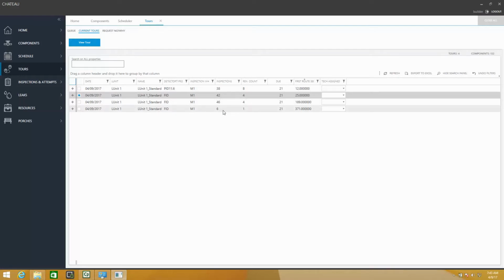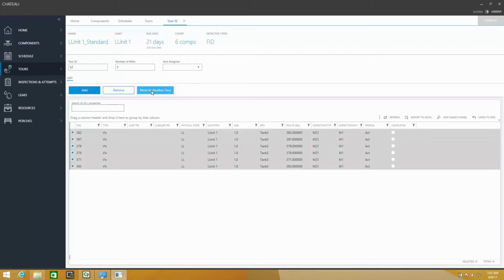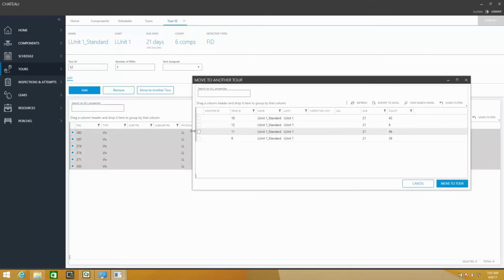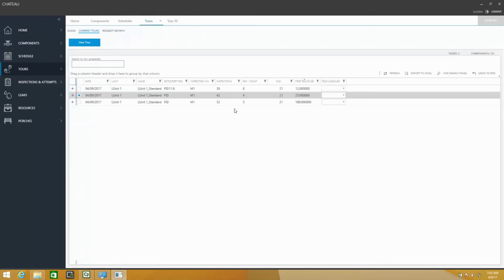work on the FID. You got 42, you got 46, and then you got 6, because Chateau only takes RIN attachment to the end of a RIN, and you can see these are all on one RIN. It would be a very easy thing for us to come and get these components and mark them and move them to the one right above it. And now we have just created a very reasonable expectation of what the technicians are going to look at.